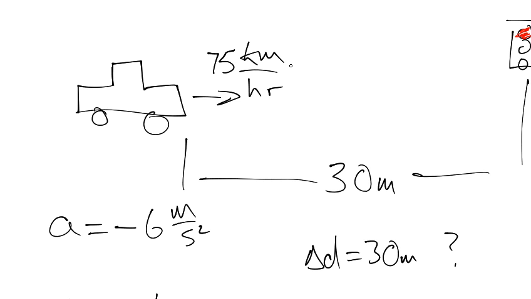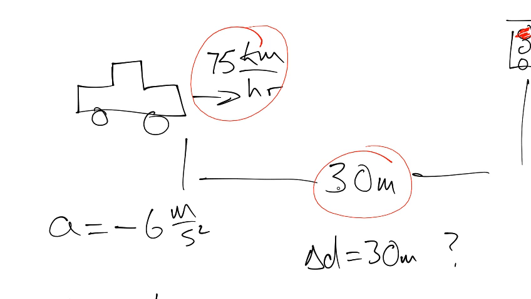If you'll notice, I'm mixing units. So this unit here is kilometers per hour, and this unit here is meters, and this one is meters per second squared. The smart thing to do here would be to convert this one into meters per second. And the way we're going to do that is we're simply going to divide by 3.6. That's the quick way to convert.